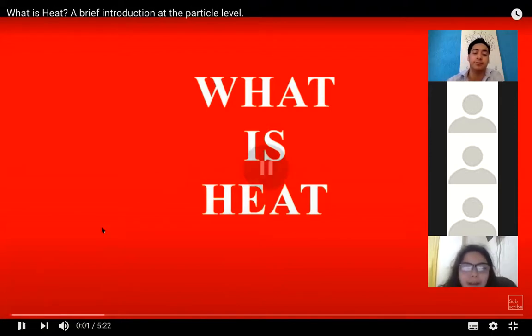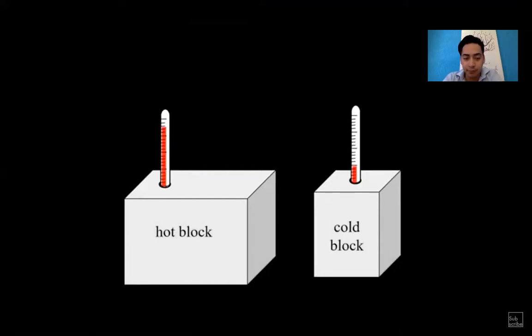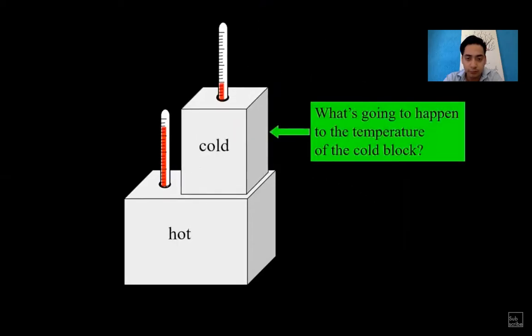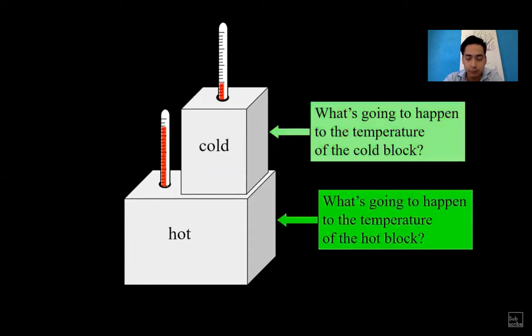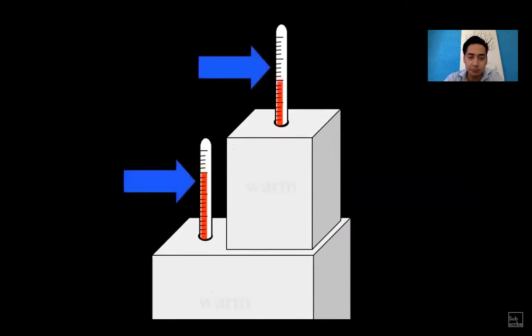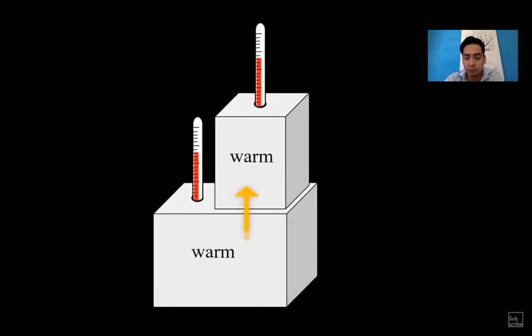Welcome to What is Heat? Let's start with an illustration. Here we have hot and cold blocks of some material, and they each have a thermometer in them to prove the point. If we put them together, what's going to happen to the temperature of the cold block and what's going to happen to the temperature of the hot block? Let's take a look. You can see that there has been a transfer of energy from the hot block to the cold block, resulting in the same temperature for each.